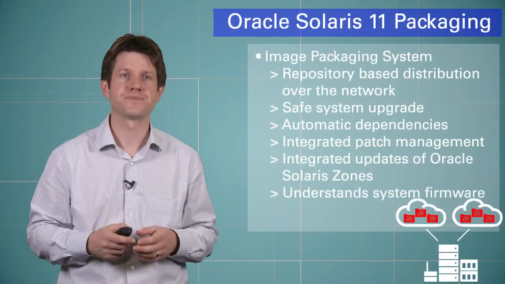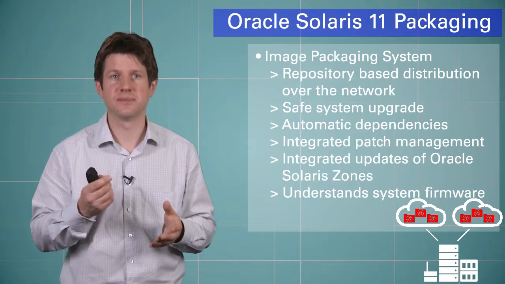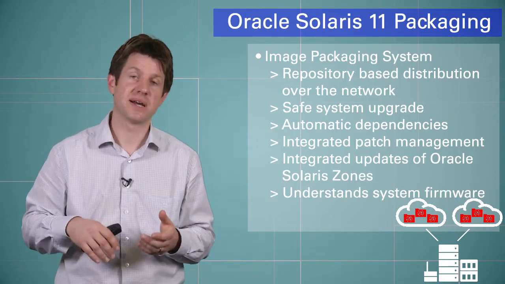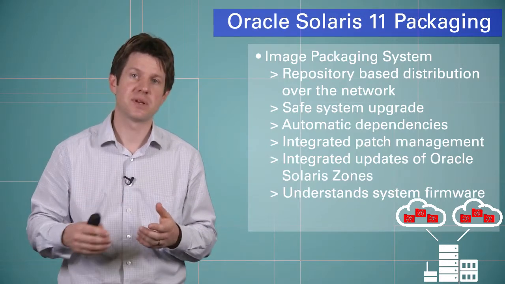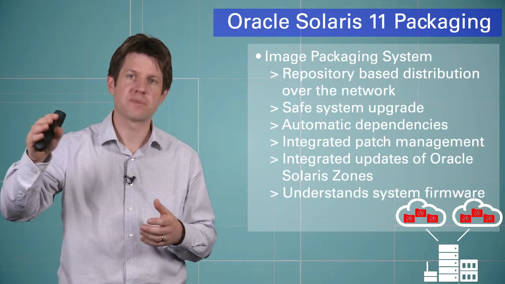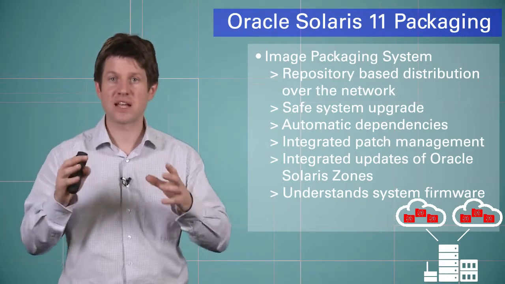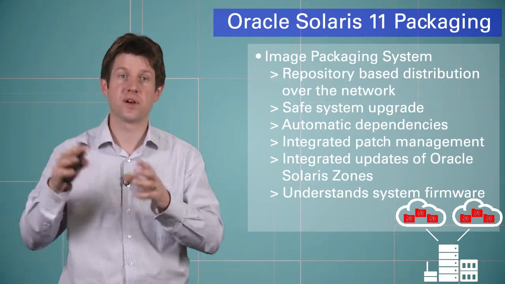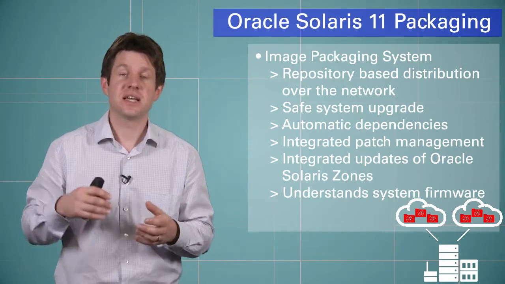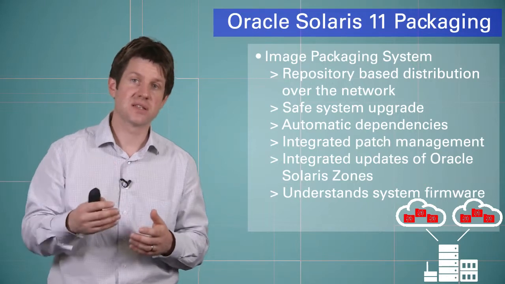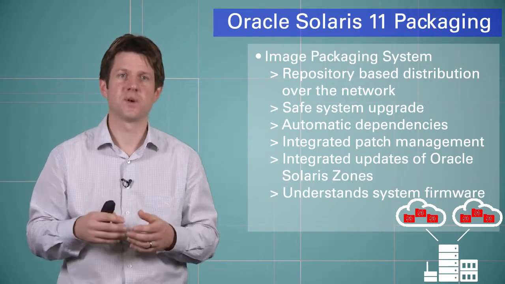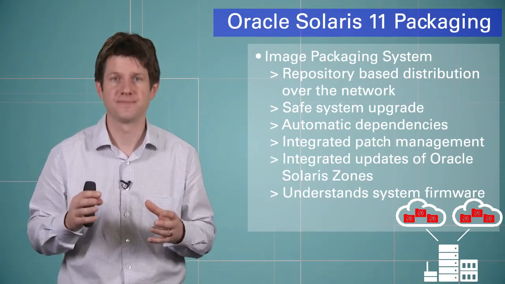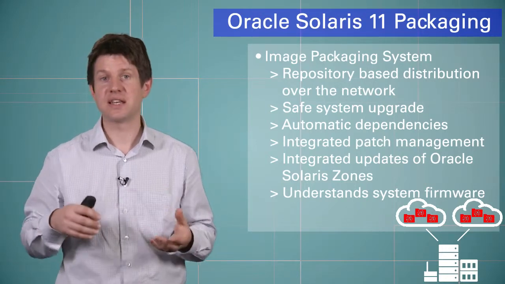So the image packaging system is a new network-based package management system that allows you to install software from network-based package repositories. Those package repositories can be somewhere up in the cloud or locally within your data center or even on the machine themselves. It takes advantage of things like ZFS as the default root file system for providing safe system upgrade. It provides automatic package dependencies.